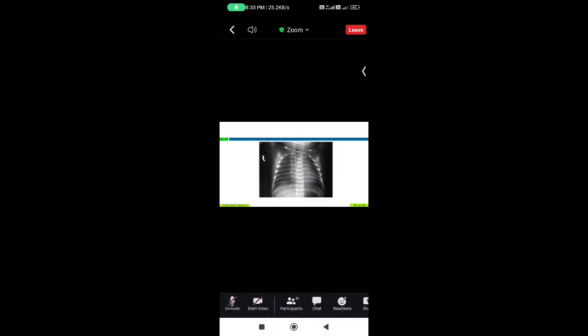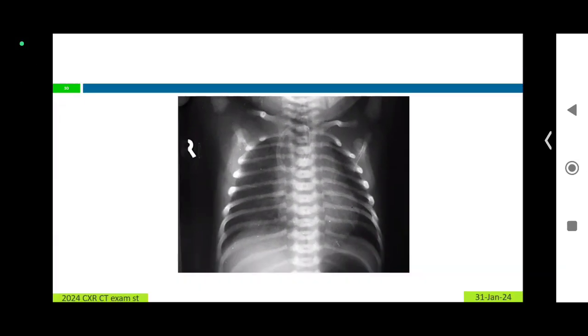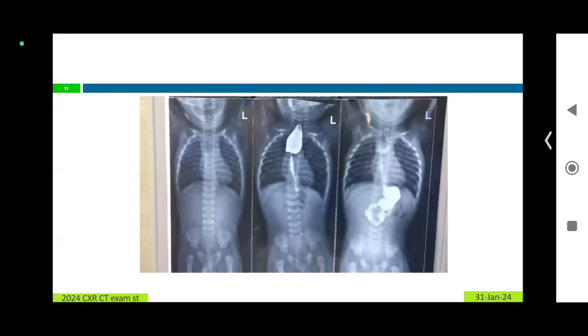TEF. So, related questions: how do you diagnose? What treatment? How do you manage? Probably some syndromes associated with that. So these are the questions which you can expect along with the X-ray. This is a child who had a surgery, correction of tracheoesophageal fistula, coming with frequent vomiting.